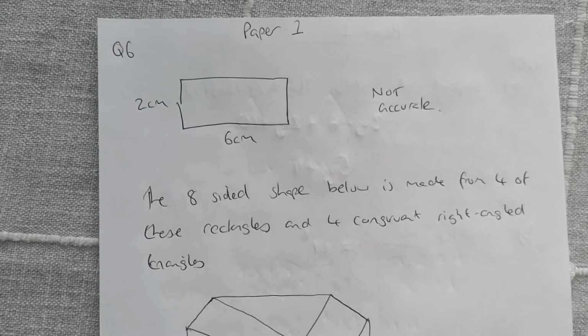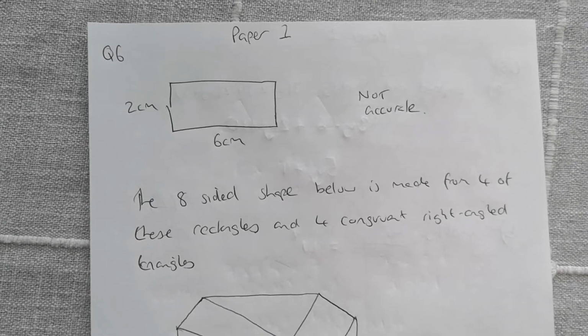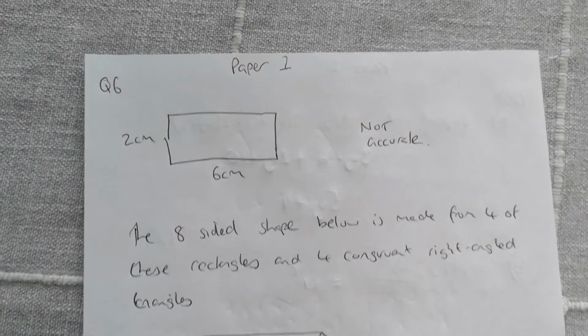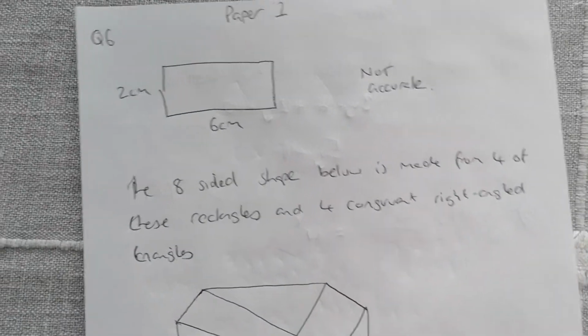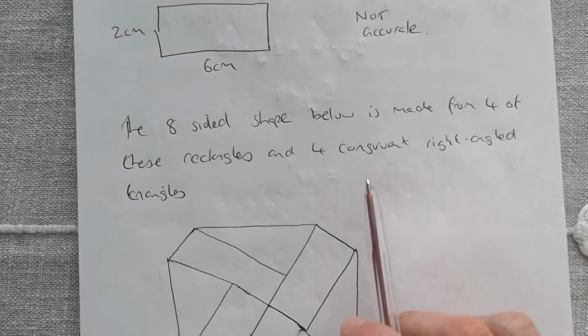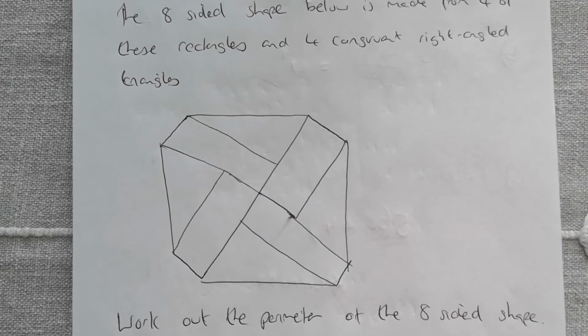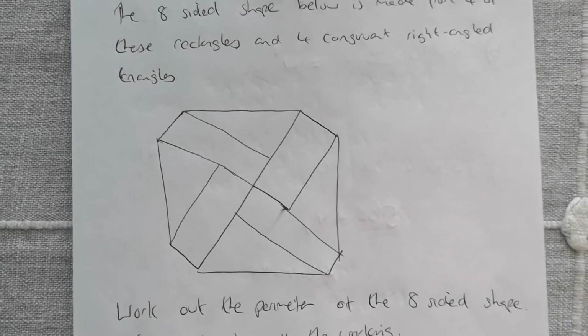Right guys, question 6, this is paper 1 higher. So we've got a rectangle 2 centimetres by 6 centimetres, and then they've got an 8-sided shape below made from 4 of these rectangles and 4 congruent, so they're exactly the same, identical right angled triangles. Obviously drawn really accurately by myself, not.